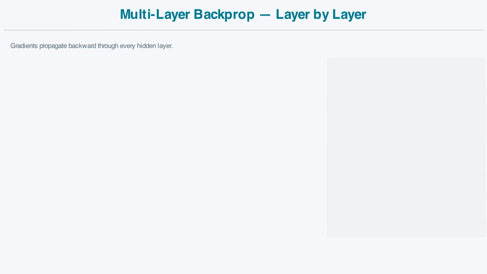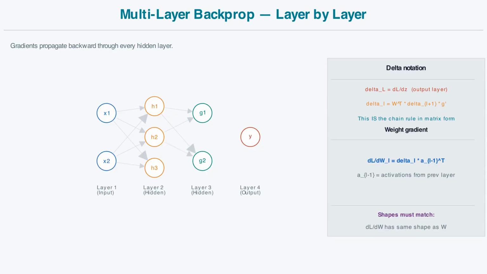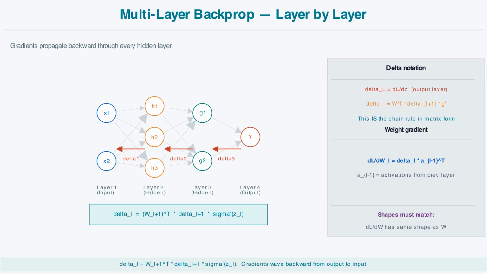In a multi-layer network, the same chain rule applies, just with more layers. We use the delta notation to make it clean. Delta at the output layer is dL/dZ at that layer. For any earlier layer L, delta L equals W of layer L plus 1 transposed, times delta L plus 1, times the derivative of the activation at ZL. This is the chain rule in matrix form.